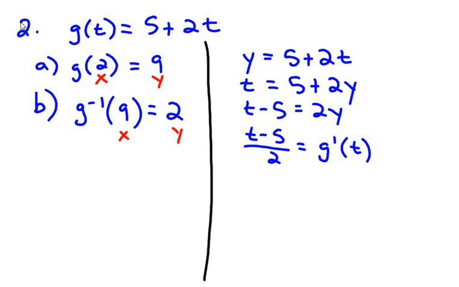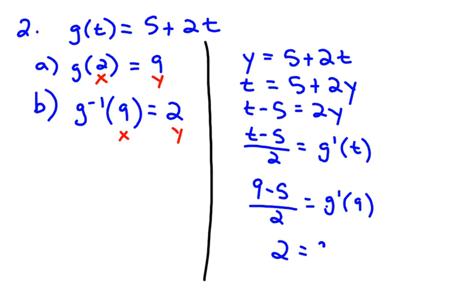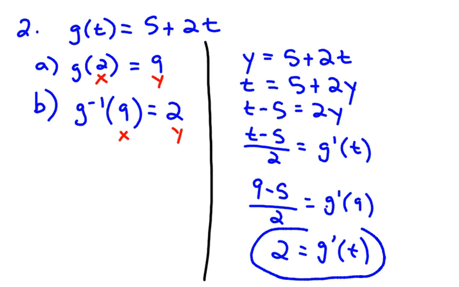And now we would plug in 9. So we would have 9 minus 5 over 2. 9 minus 5 is 4. 4 divided by 2 is 2. So that would be the longer way to go about getting the answer. But either way, gets you the same correct answer of 2.